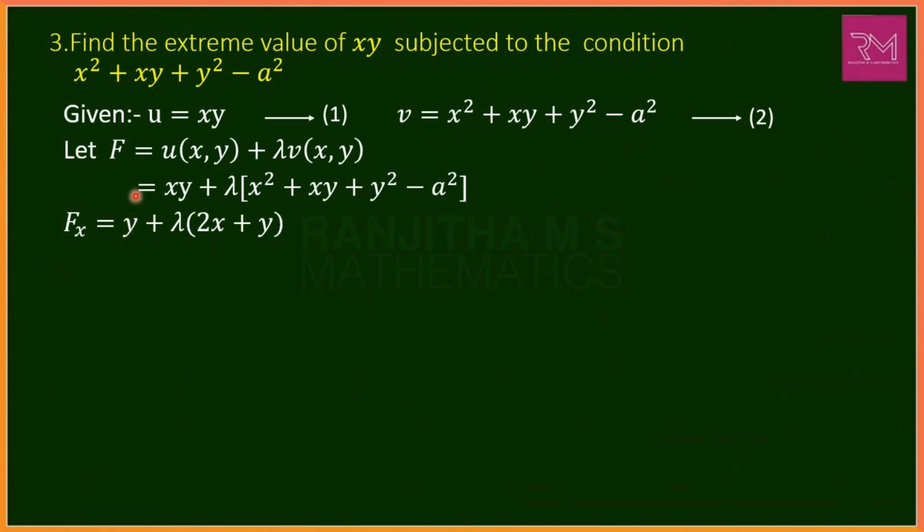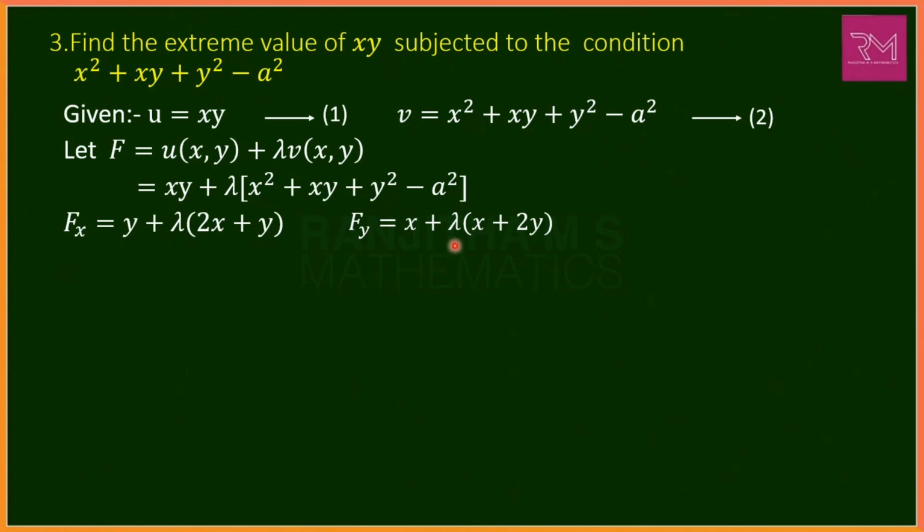the partial derivative of f with respect to x, that is, differentiation of xy is y plus lambda into differentiation of x square is 2x plus differentiation of xy is y. This is our fx. Similarly, fy is differentiation of f partially with respect to y, that means differentiation of xy is x plus lambda into, this is 0, differentiation of xy is x plus differentiation of y square is 2y.